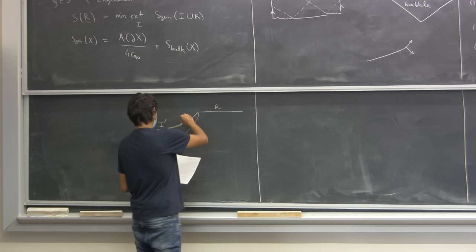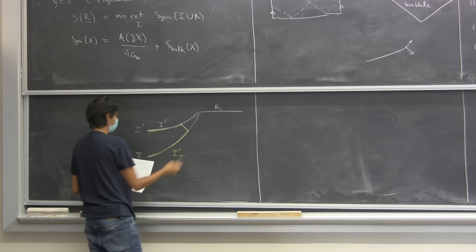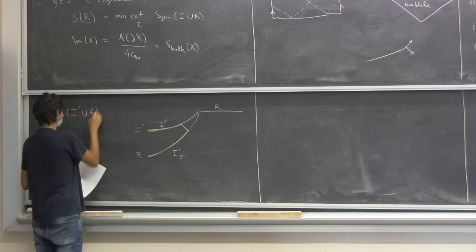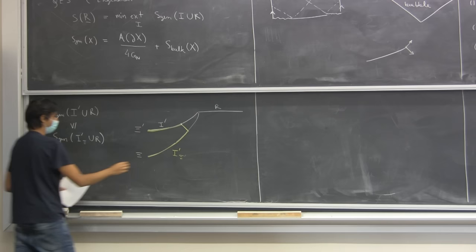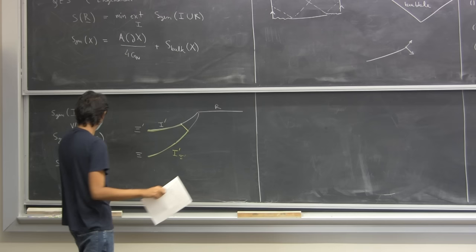So you can drop the null geodesic from here down to here, and you can find what they call the representative of I prime, which I'm going to denote by I prime on sigma. And quantum focusing tells you that the generalized entropy of I prime union R has to be bigger than or equal to the generalized entropy of I prime sigma union R. And Maximin tells you that whatever the true island is would be minimum on this Maximin surface. So the generalized entropy of I union R has to be even smaller. And this guarantees that you can find an island satisfying this condition.